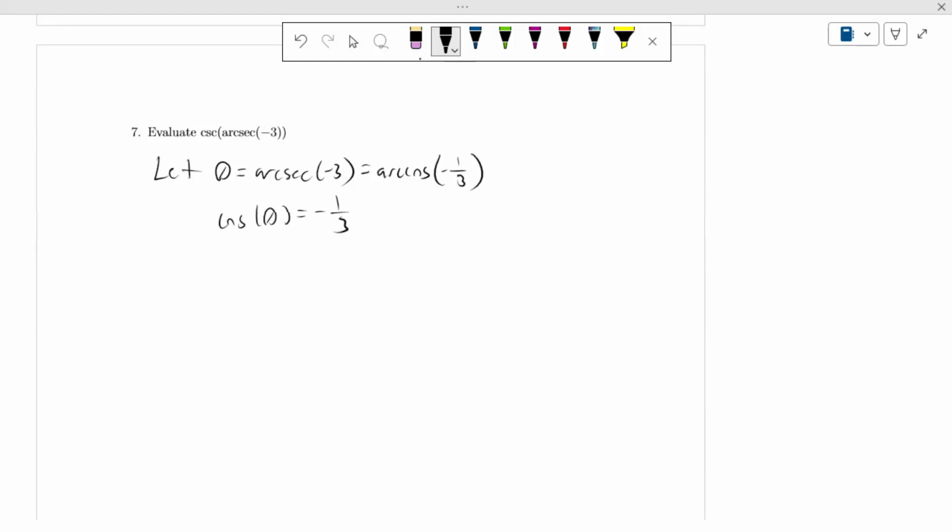But what is the range of arc cosine again? 0 to pi. Yeah, exactly. So for arcsine and arctangent, it goes from -pi/2 to pi/2. But for arc cosine, it goes from 0 all the way to pi, right? Okay. So then cosine of theta is equal to -1/3 for some theta between 0 and pi, right? So that means it has to be either in quadrant 1 or quadrant 2. So which one is it? Is it quadrant 1 or is it quadrant 2?